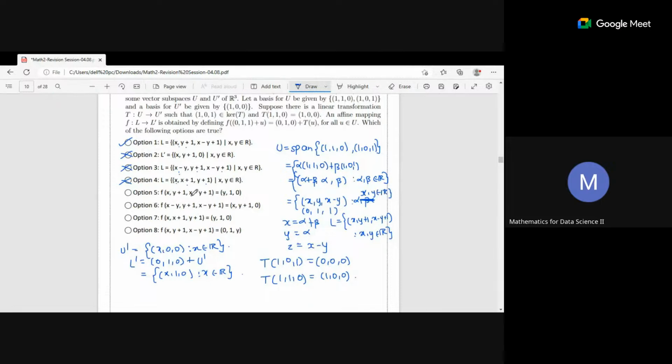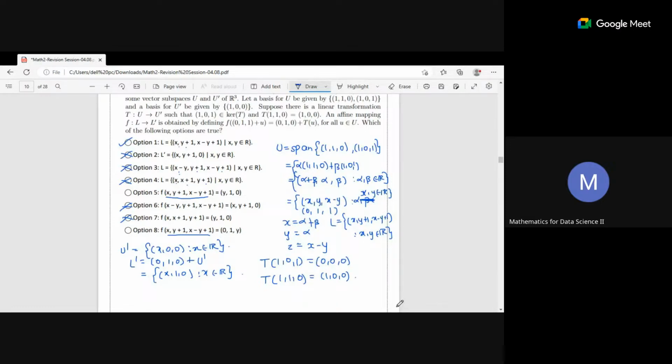So f of (x, y+1, ...). Here f is an element of L, and you know how an element of L looks like. Which one is matching with this element? You can eliminate the other options first of all. First one matches. Option 5 and this option also coincide, right? Yes. So these two we can keep and eliminate the others. Now you have to verify whether option 5 or option 8 is correct. Which one is correct? We need to check.